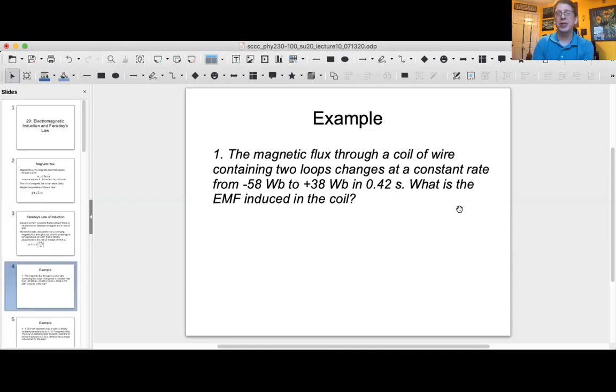So with that, let's go to some examples. This is example number 1 for chapter 29, if you look at the problems. The magnetic flux through a coil of wire containing 2 loops changes at a constant rate from -58 Webers to 38 Webers in 0.42 seconds. What is the EMF induced in the coil? So let's go to the whiteboard.